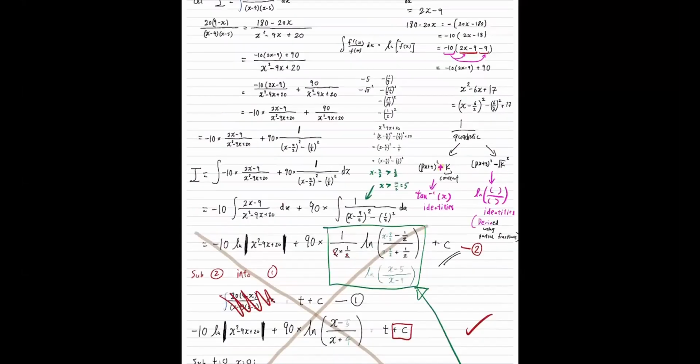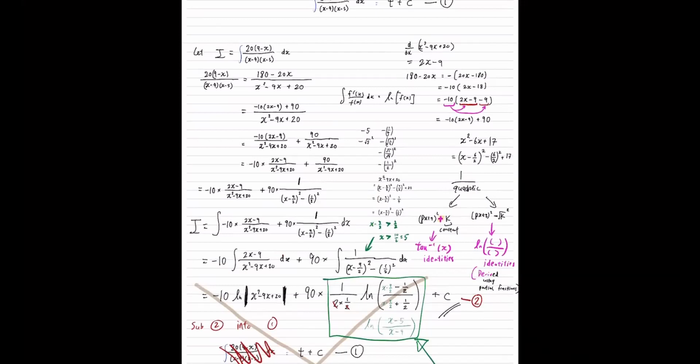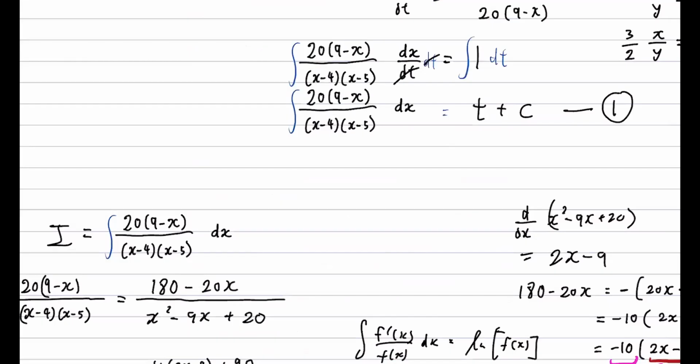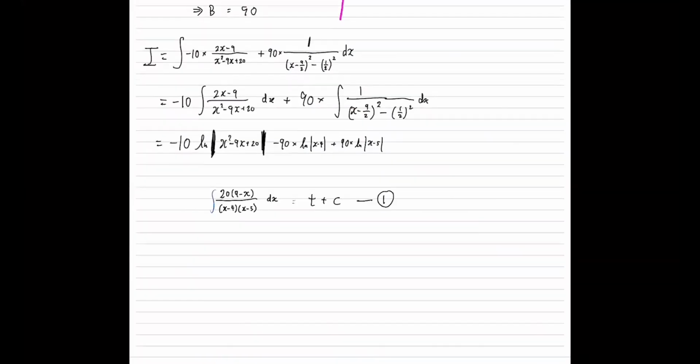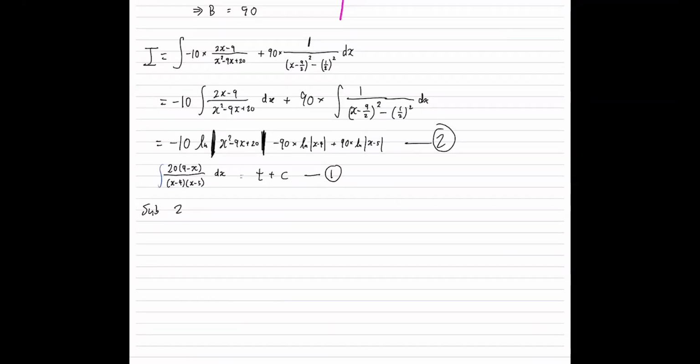Then we now need to find out what is equation 1. Let me copy down equation 1. This is equation 1. Then I'll call this equation 2. Sub 2 into 1. Then finally we will be able to get our expression, our t in terms of x.